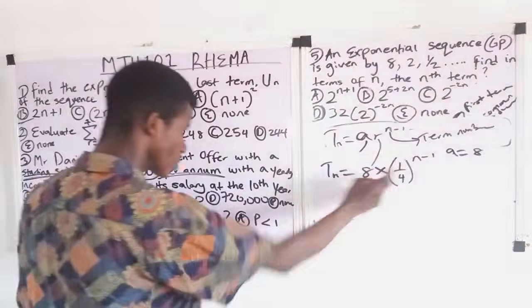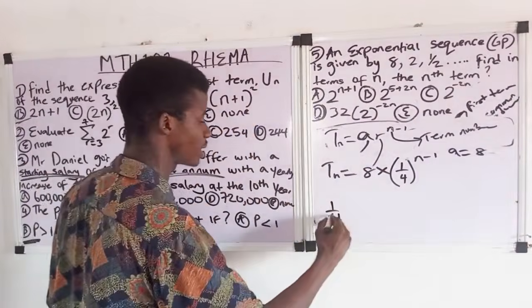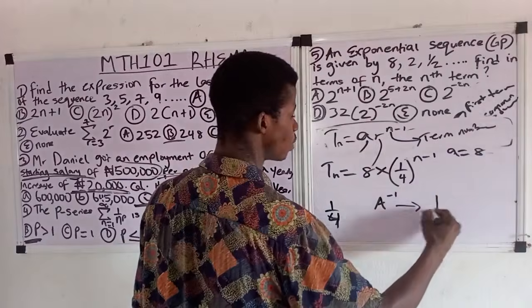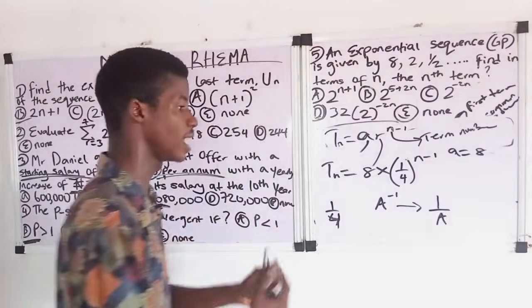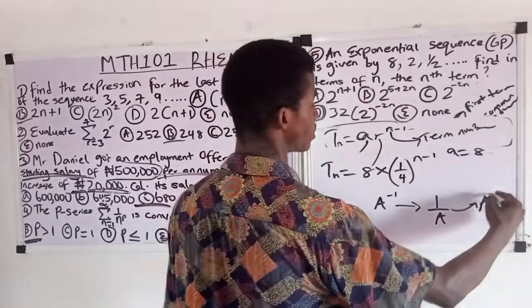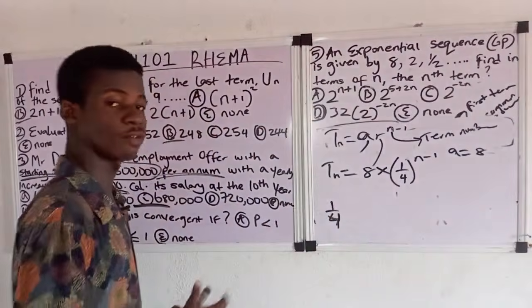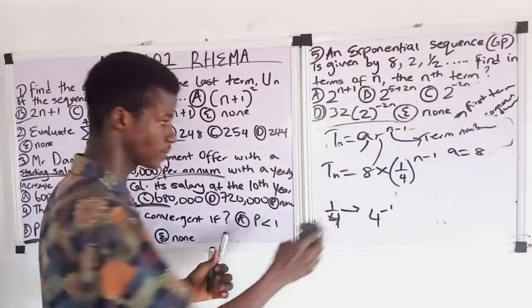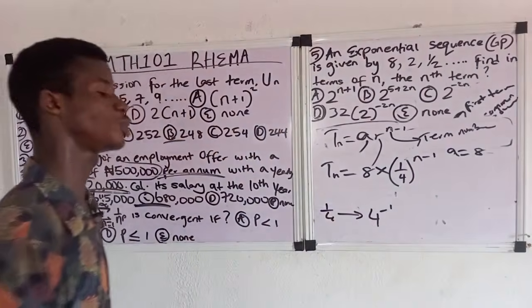So now going to indices, remember 1 over 4. I told you guys that when, for example, a raised to power minus 1 is written as 1 over a, right? Yes. Therefore, 1 over a is written as a raised to power minus 1, right? Yes. So if you look at this, 1 over 4 is written as 4 raised to power minus 1, right? Yes, okay.